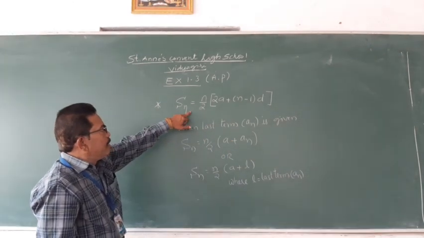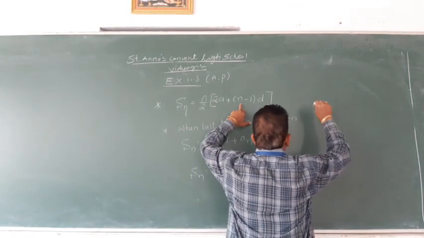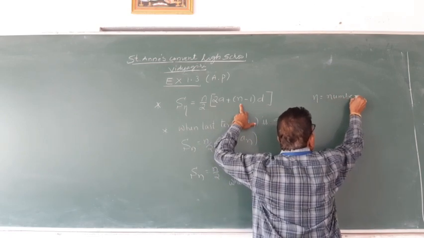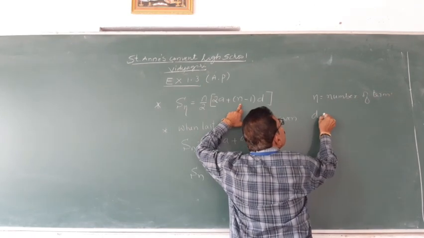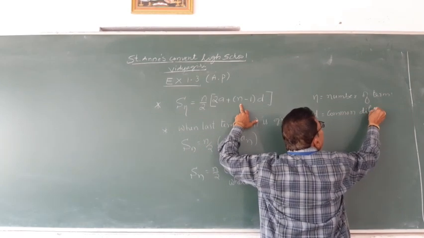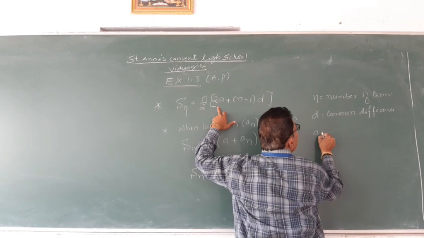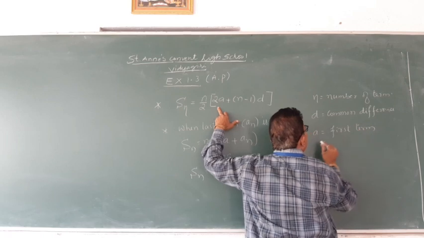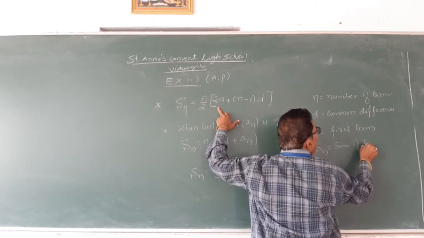Here we have to know what n is, what a is, and what d is. n equals the number of terms. d equals the common difference. a equals the first term of the given AP. Sn indicates the sum of the terms.